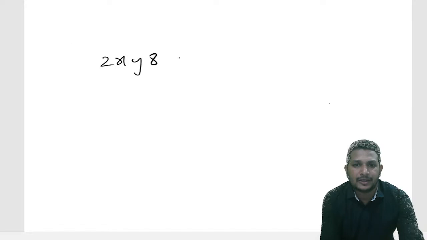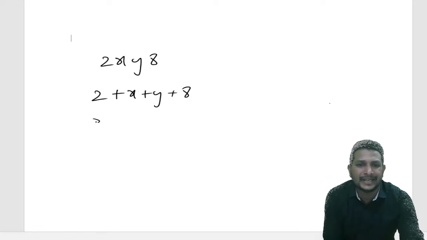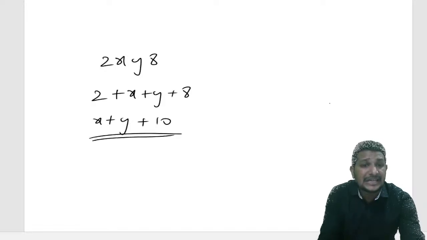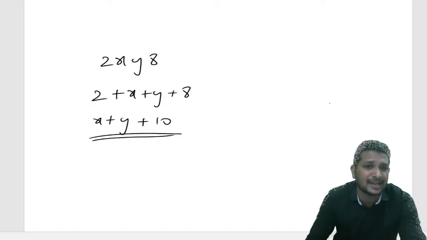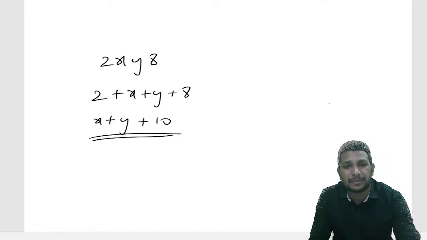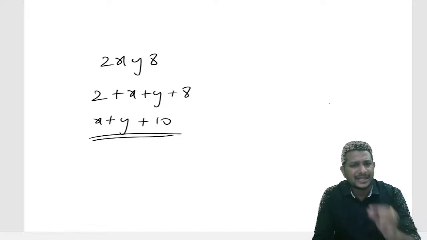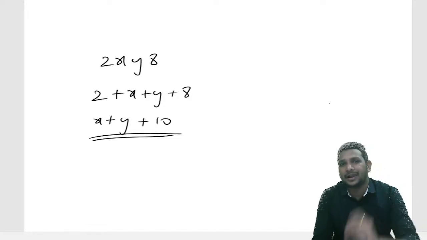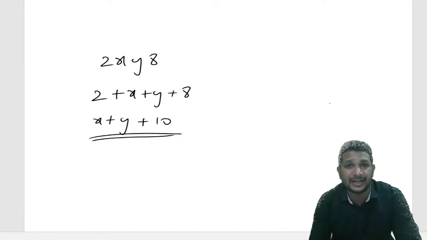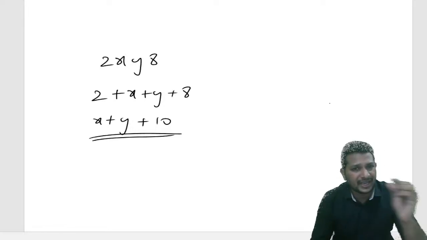2x y 8. So the divisibility rule of 3, sum of digits, right? 2 plus x plus y plus 8. We'll be getting what? x plus y plus 10. They're asking to find the least sum of x plus y. So as the number has to be divisible by 3, the nearest number for 10 is what? 12, because in the table of 3 we get 12, right? 3 4s are 12. So the x plus y can be 2, right?